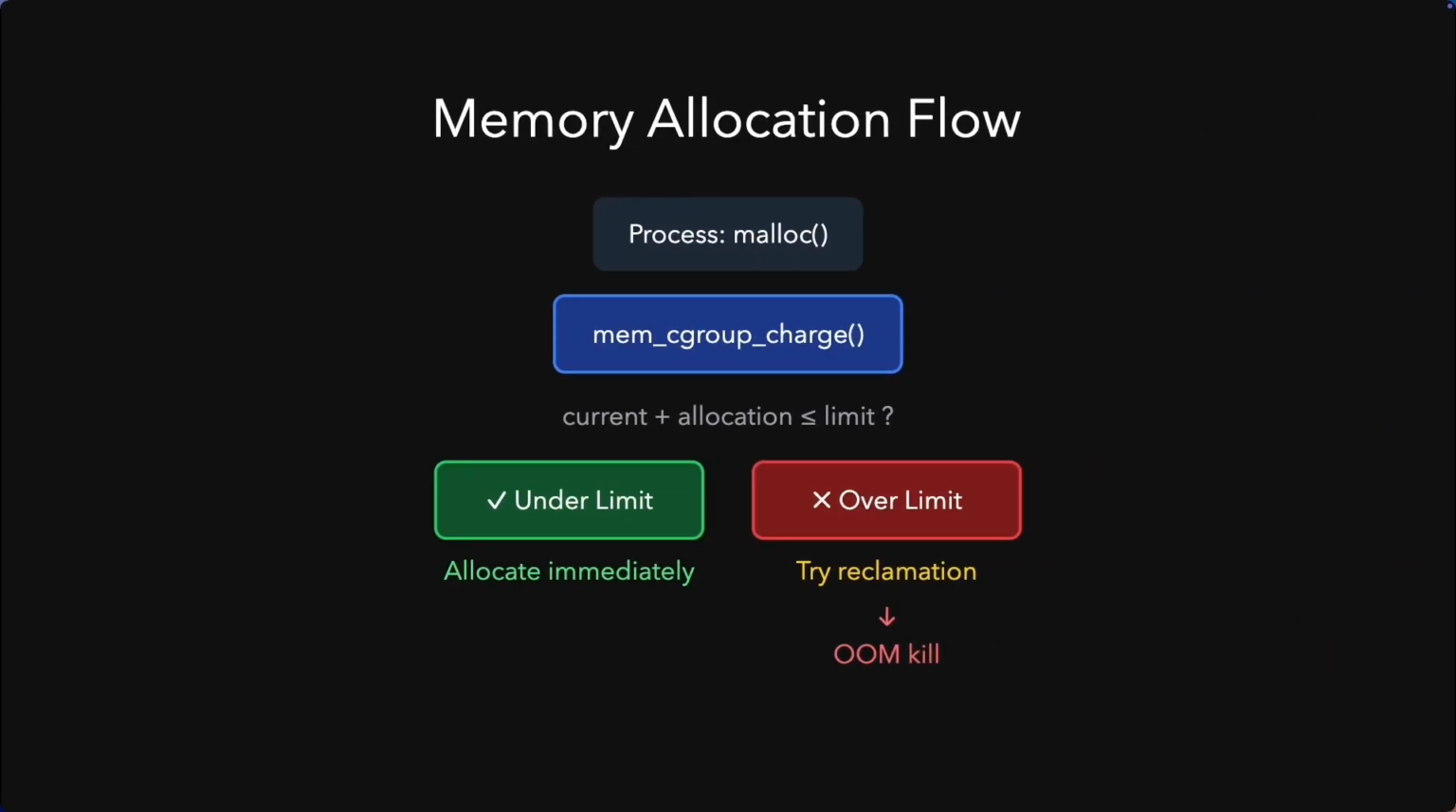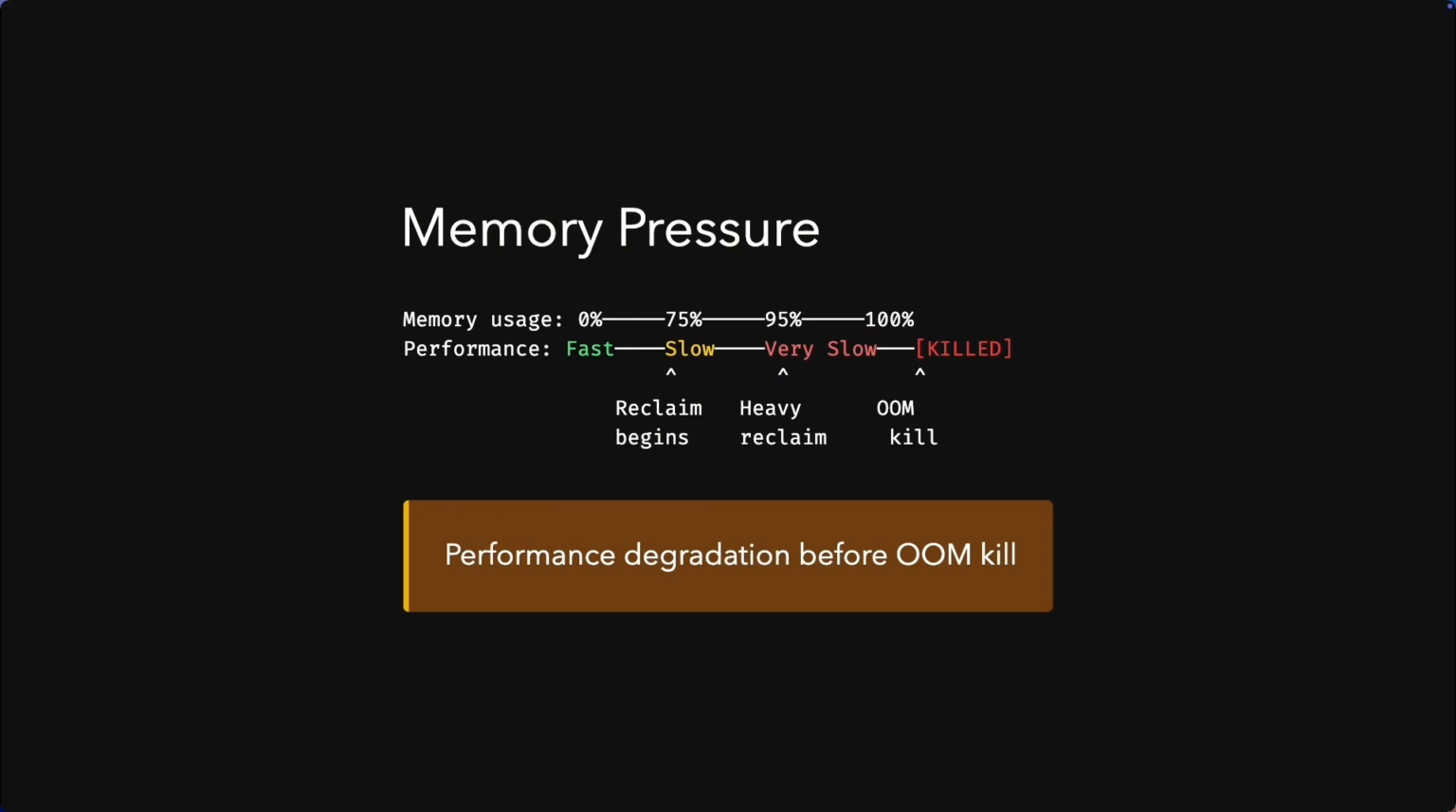When a process allocates memory, there is a malloc call, then a page fault, then mem_cgroup_charge checks whether current plus allocation is lower than or equal to the limit. If under the limit, allocate immediately. If over the limit, try reclamation. And if reclamation fails, the process gets killed by the OOM killer. This is synchronous and blocking. The allocating process waits while the kernel tries to reclaim, and this causes memory pressure and performance degradation before OOM.